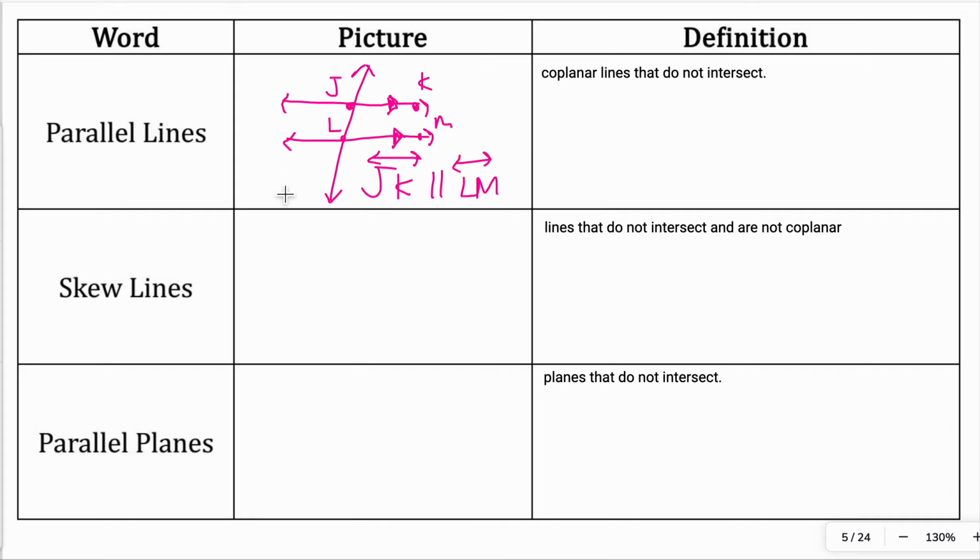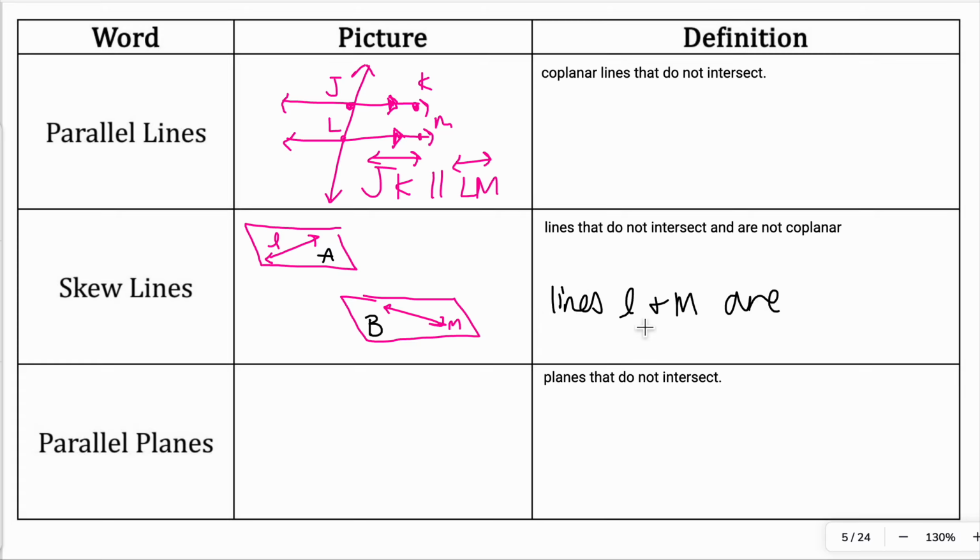Okay? Skew lines, those are lines that do not intersect and are not coplanar. So I'm going to show you two planes here. Here could be line L, and here could be line M, and then this could be plane A, and this could be plane B. So lines L and M are skew lines. They are not intersecting because they're not on the same plane.